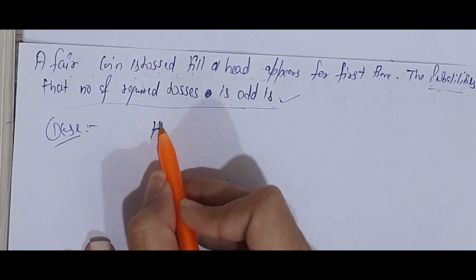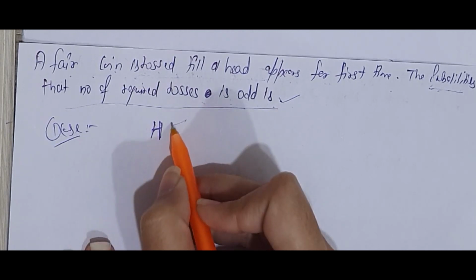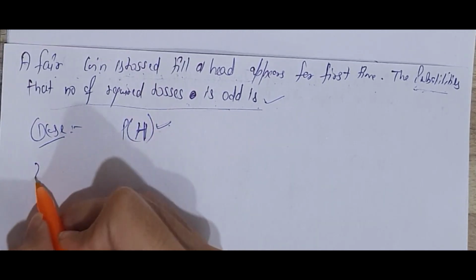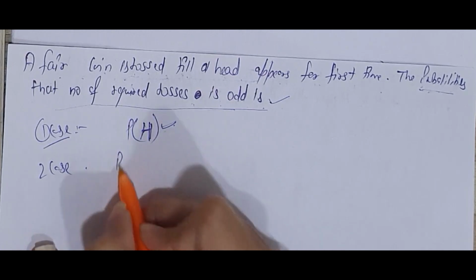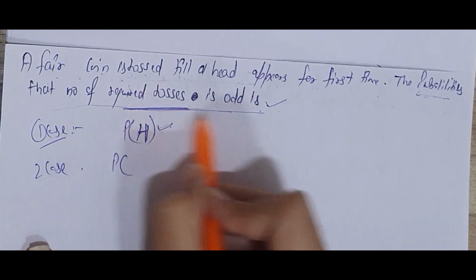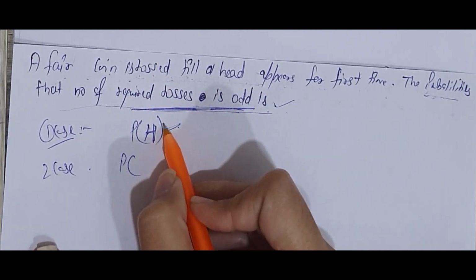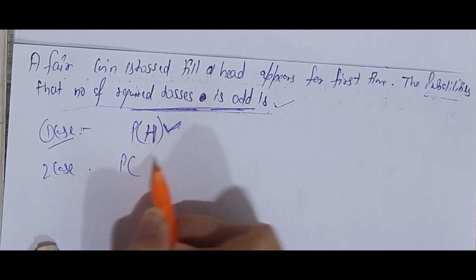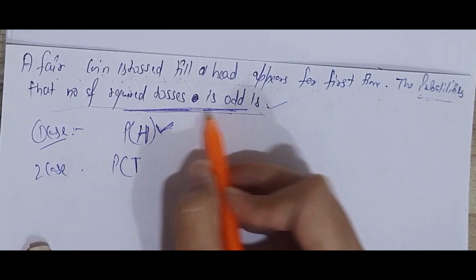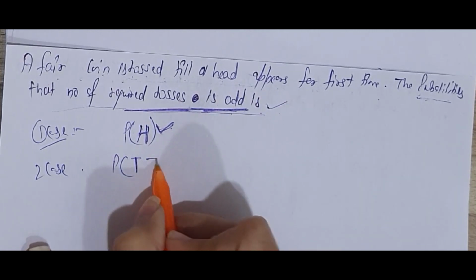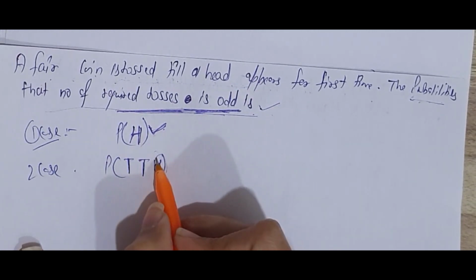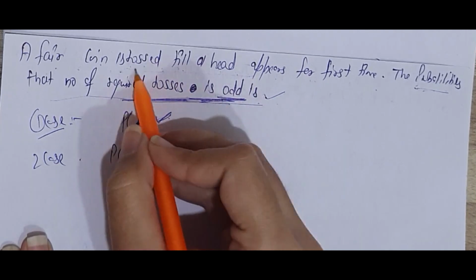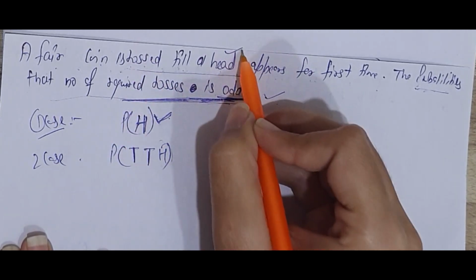First case, we toss the coin first time and head appears. Second case, we toss the coin and head appears. They are saying tosses should be odd. It means that at first time we toss the coin, head appears. Second time, head doesn't appear, tail appears. Tosses should be odd, so it means that at third time head appears.